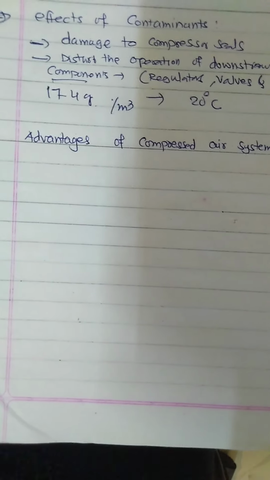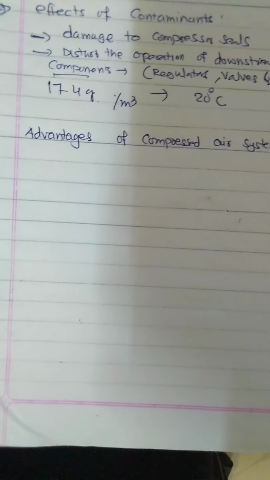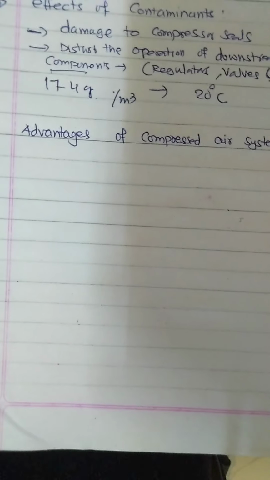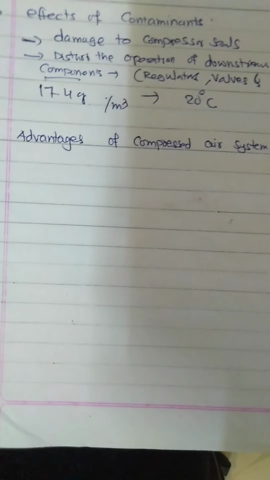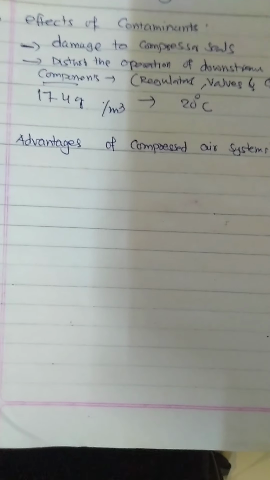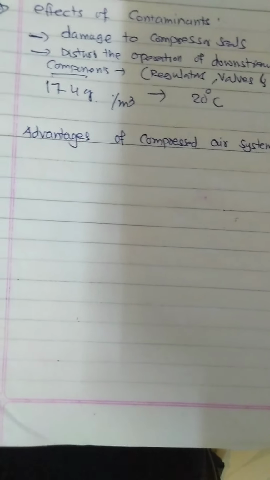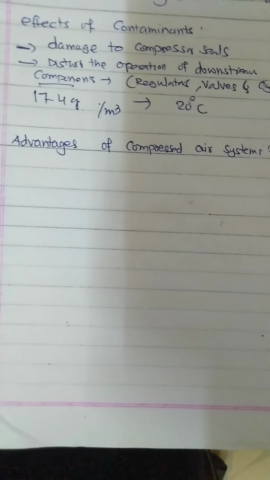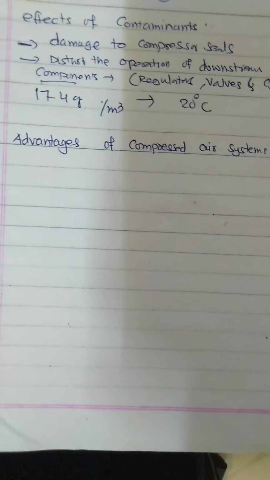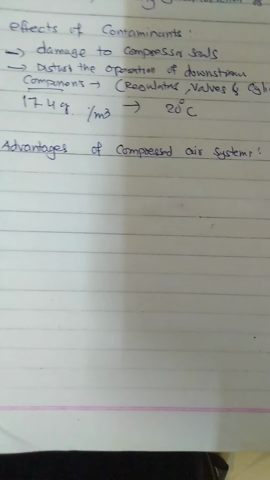Air may be exhausted to the atmosphere without any harm, so return lines are not required like we need in a hydraulic system. Here there is no need of a return valve or return lines. Air equipment is not normally subjected to sudden failures. Compressed air systems may be used in hazardous areas where electrical control cannot be used. So these are a few advantages of the compressed air system.